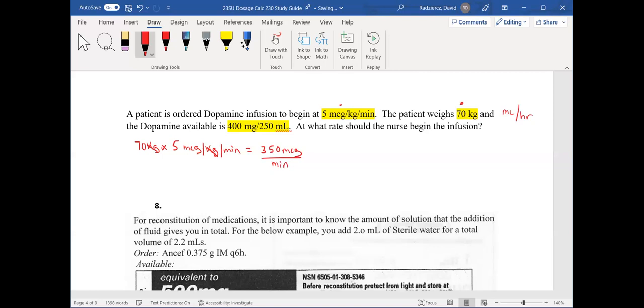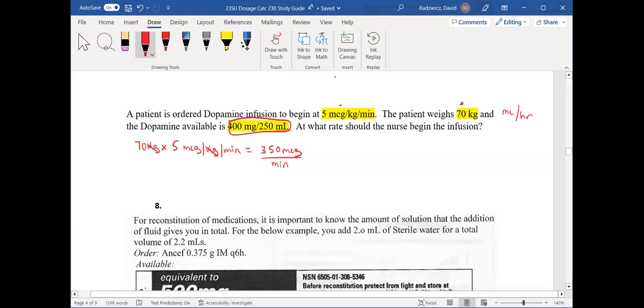Now, this question is obviously a little bit challenging, and it's intentionally challenging because it's getting you to do more steps in order to get to your final answer of milliliters per hour. So at this point, there's a couple things you need to keep in mind. Your available is 400 milligrams per 250 ml. You have micrograms and you have minutes. You need milligrams and you need hours. Some of that you can do in subsequent steps. There's no one right way to do this, but you just have to go through the steps.